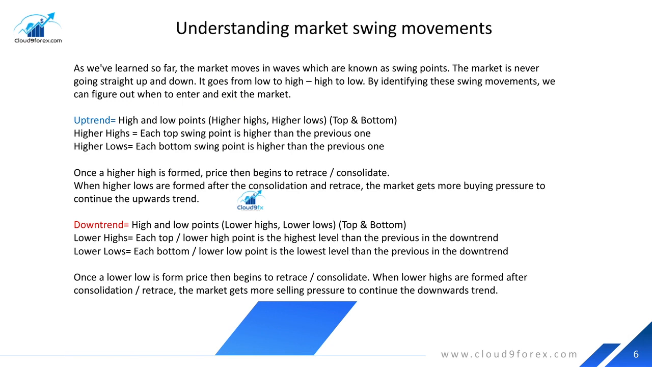So understanding market swing movements. As we've learned so far, the market moves in waves, which are known as swing points. The market is never going straight up or down. It goes from low to high to low. By identifying these swing movements, we can figure out where to enter and exit the market. So uptrend, like I said, high and low points, which we can also name them tops and bottoms.